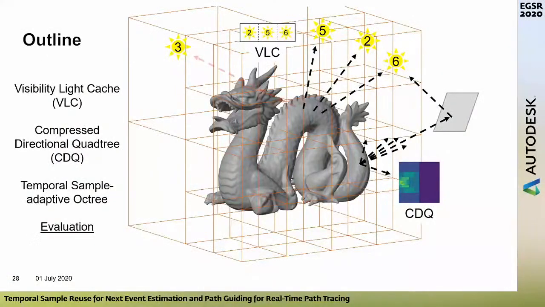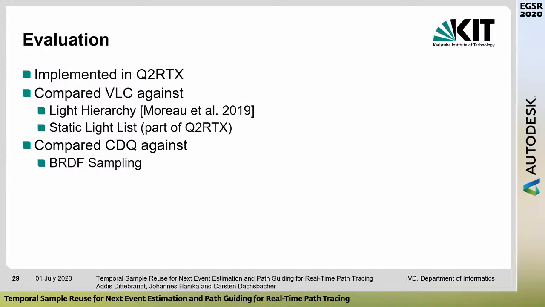Let's now finally continue with the evaluation. Now we have shown some things in line with the presentation, but we've also compared, of course, our approaches against existing techniques. All of this is implemented in Quake 2 RTX, as you may have noticed. The ULC is compared against the light hierarchy from Moreau from 2019 and against the static light lists that are part of Quake 2 RTX. That's a pretty similar technique, except that it relies on static clustering in the scene on a BSP structure. We are completely dynamic on the other hand.